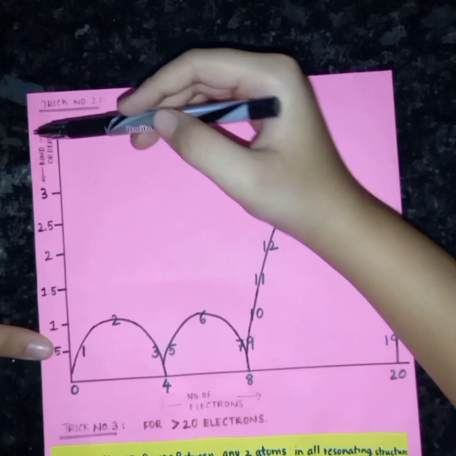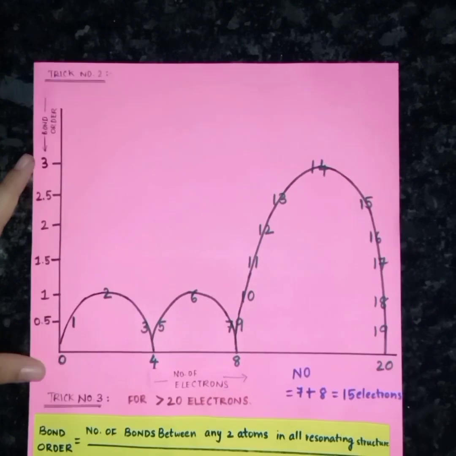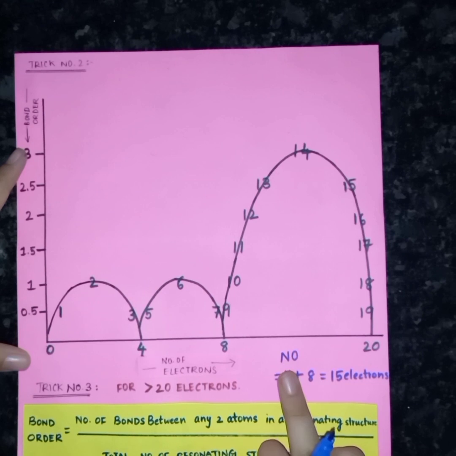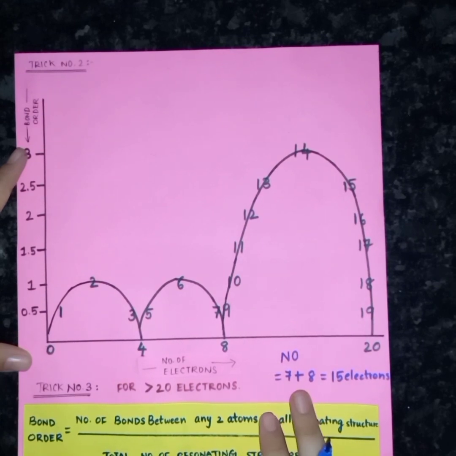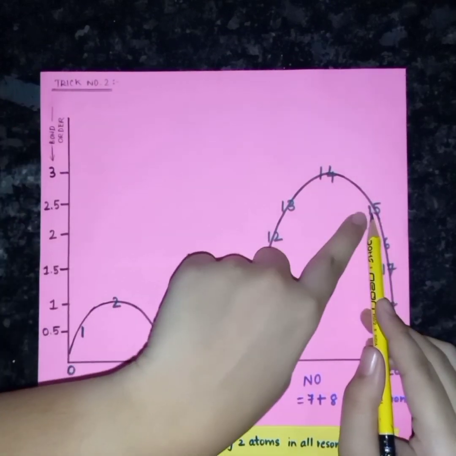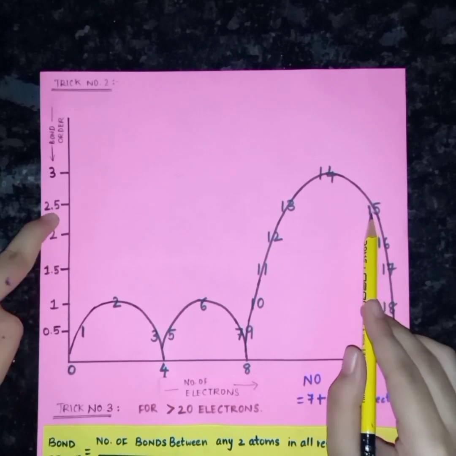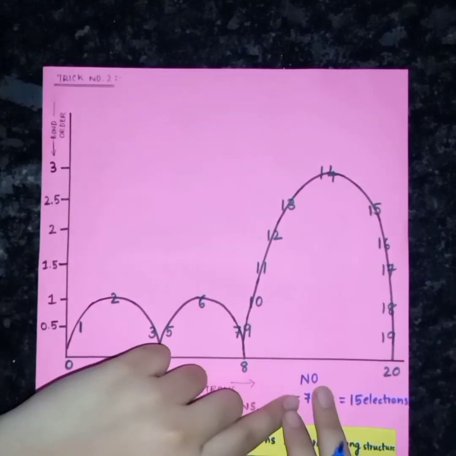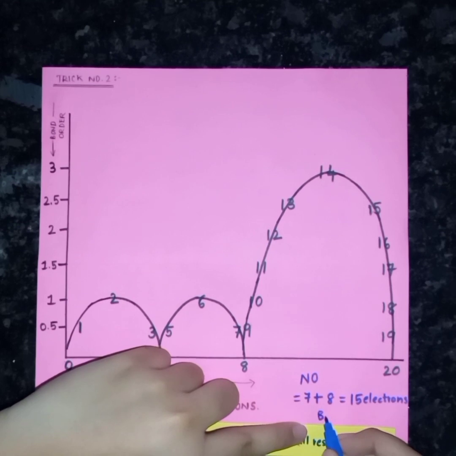The x-axis denotes the number of electrons and the y-axis will denote the bond order. Let's solve a question to understand this graph better. Nitric oxide, NO. Nitrogen atom has 7 electrons and oxygen atom has 8 electrons. Thus, NO will have 15 electrons. So, now let us see the graph. For 15 electrons, what is the bond order? 2.5. The bond order of nitric oxide is 2.5.